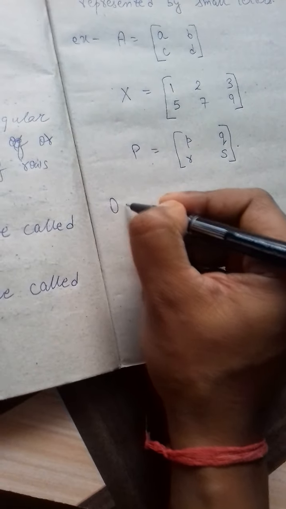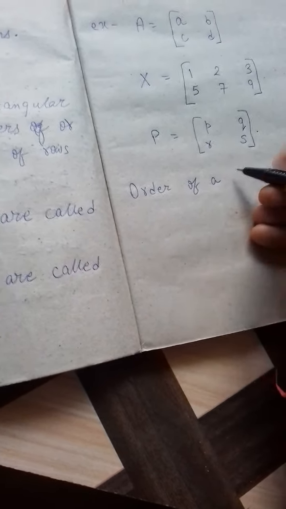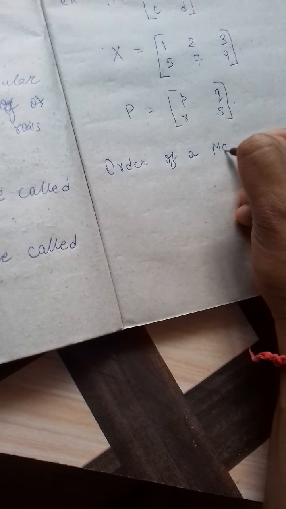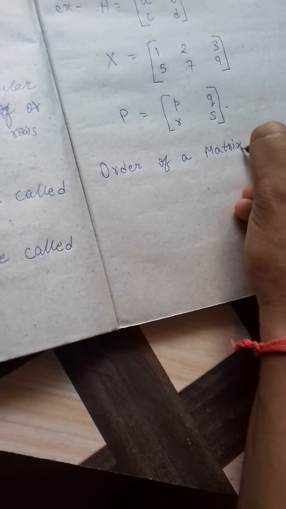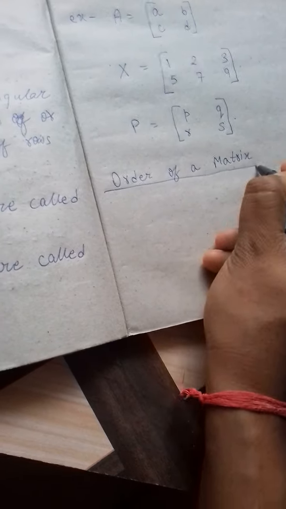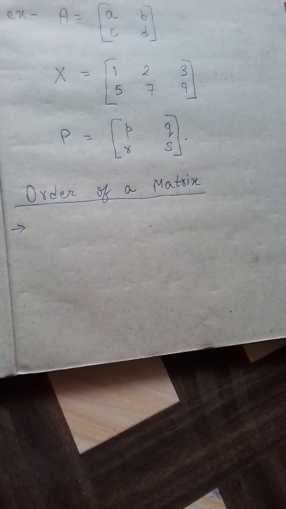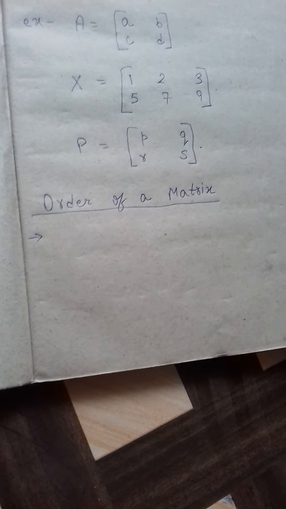Now the next thing we will go to is the order of a matrix. So order is how many rows and how many columns a matrix has.